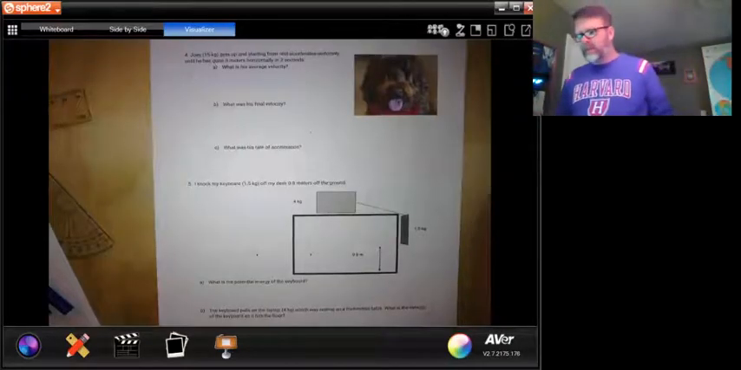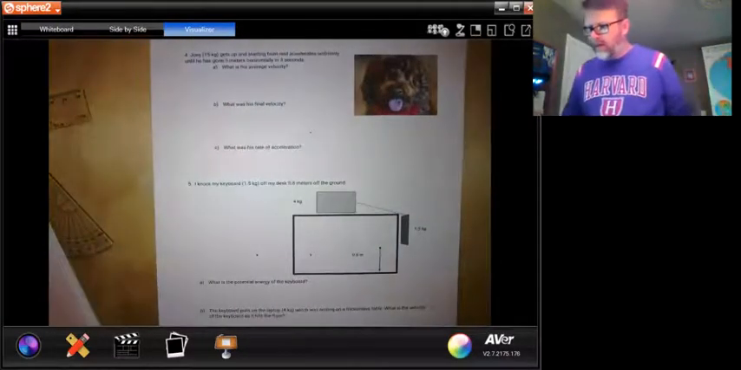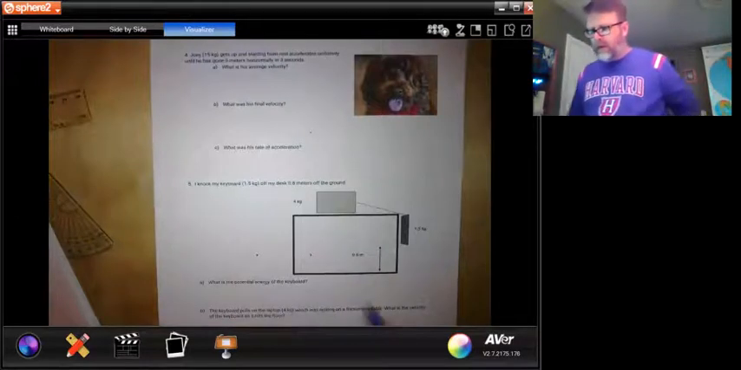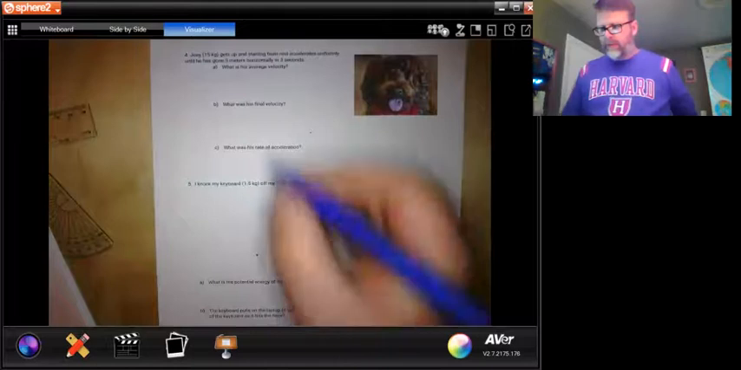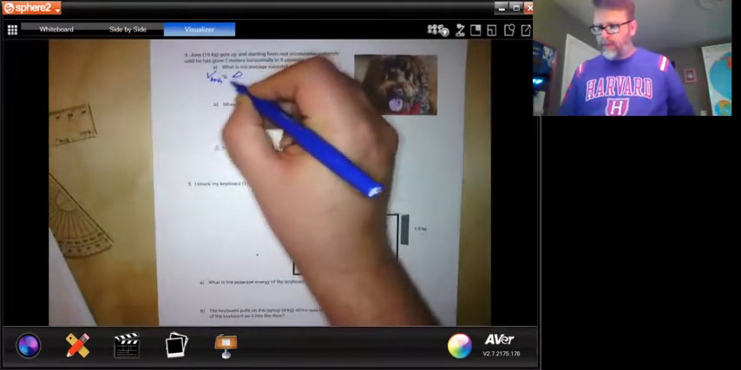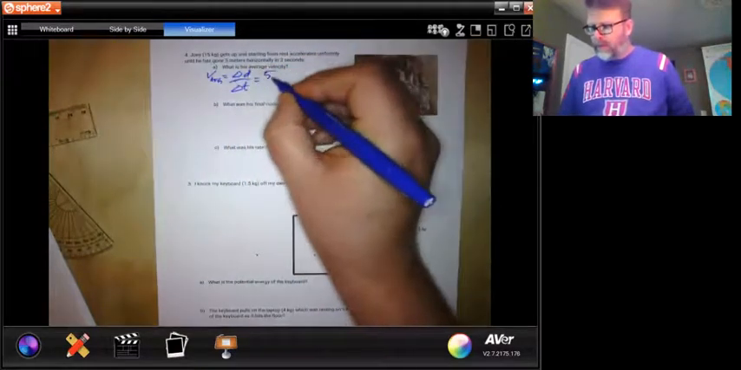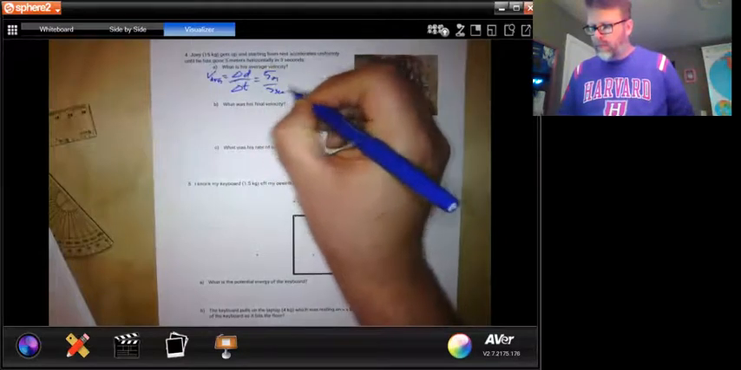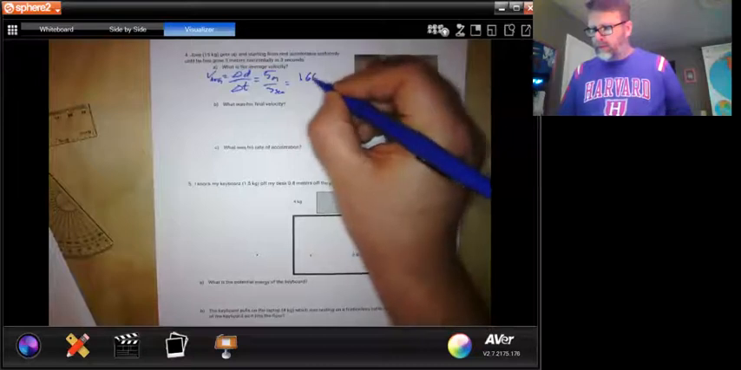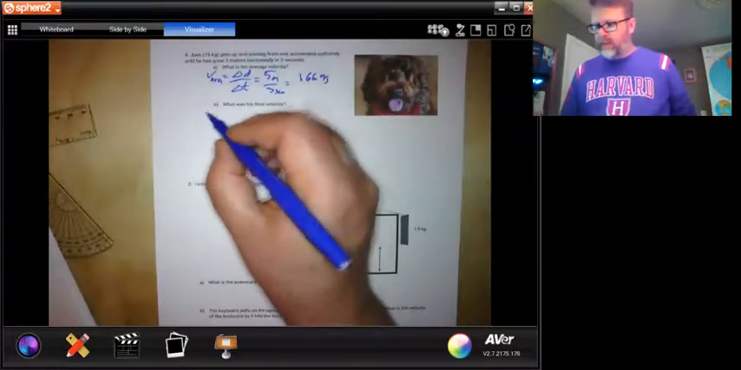All right, so next up we have question 4 about Joey and uniform acceleration. So this takes us back to the very beginning: what is his average velocity? That's just going to be a nice change in distance over change in time, which is going to be 5/3, which is 1.66 meters per second.